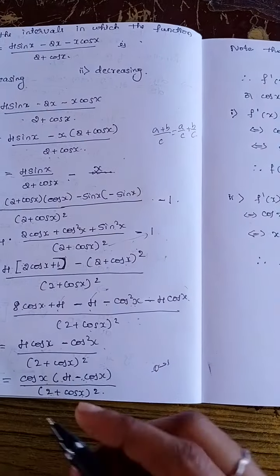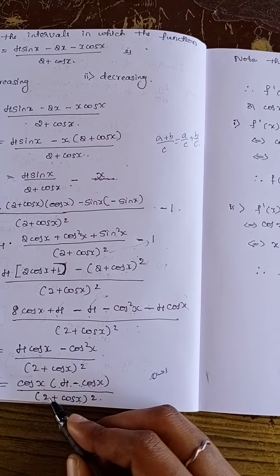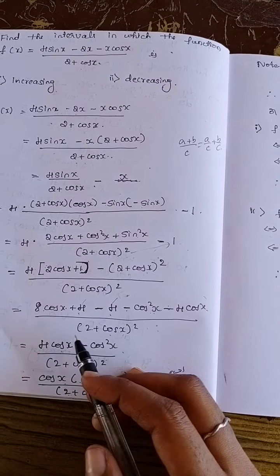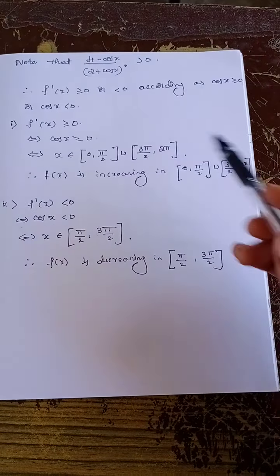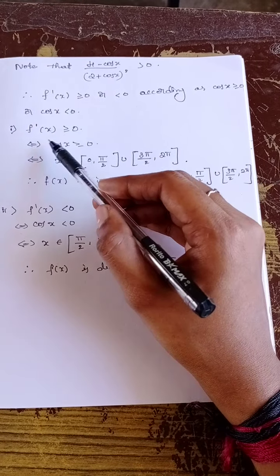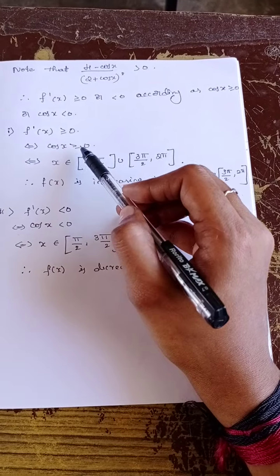Here cos x is remaining. This whole thing is always greater than 0. Therefore the f dash value is based on cos x. Suppose f dash of x is greater than or equal to 0, that is if and only if cos x is greater than or equal to 0.